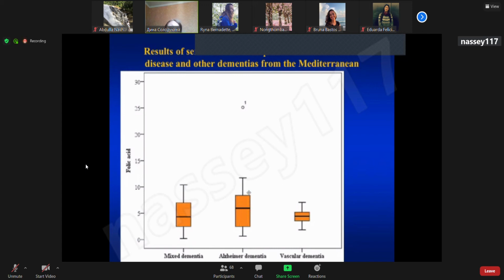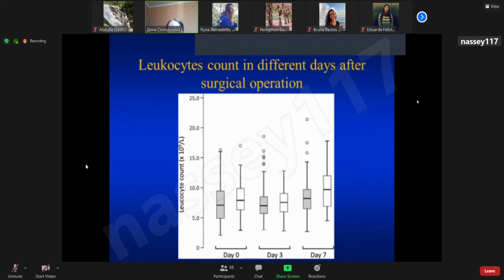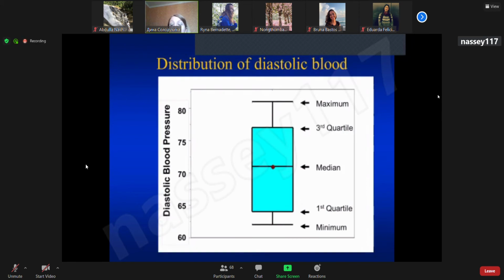Or let's say here, leukocyte counts on different days after surgery. You can also see there are a lot of outliers for day number 3 and day number 7. This box and whisker plot shows a very high range. Minimum variation is on day number 3. For example, this is the distribution of diastolic blood pressure. Also, we have minimum and maximum values, quartiles, and median.